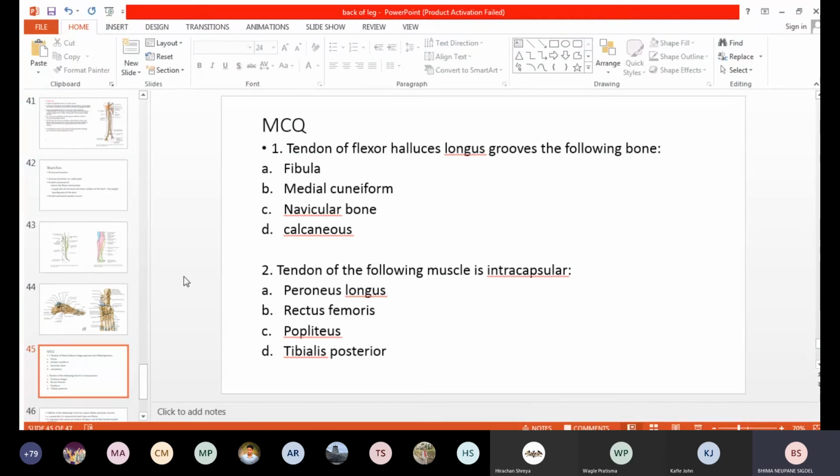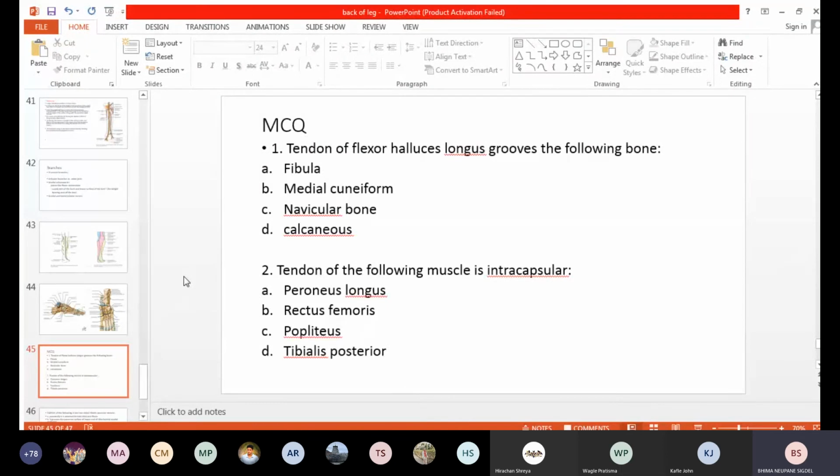You can go through these parts of MCQ. So now you can unmute actually. The tendon of the flexor hallucis longus grooves which of the following bones? So you have to answer now. Calcaneus. Calcaneus, right? In which part of the calcaneus? Posterior. It is just below the sustentaculum tali of the calcaneus. There is a groove, yes or no? Yes. So the groove just below the sustentaculum tali of the calcaneus passes the tendon of the flexor hallucis longus.